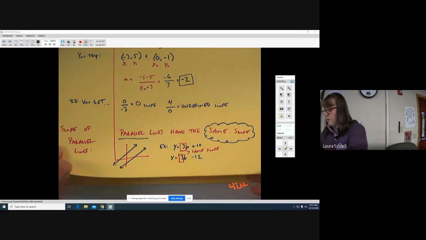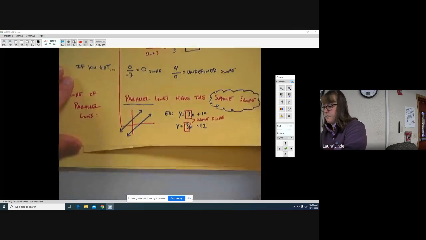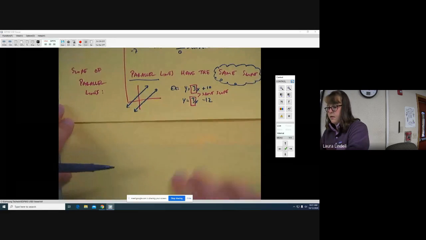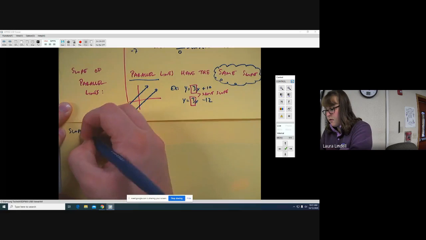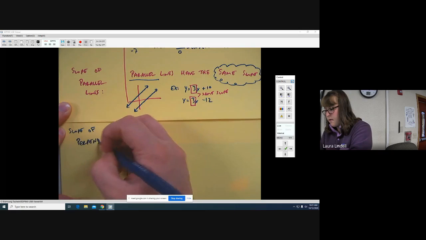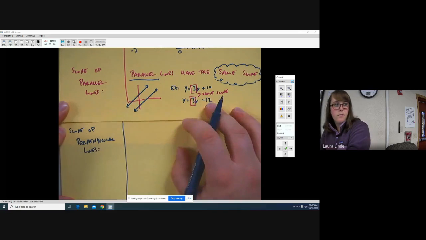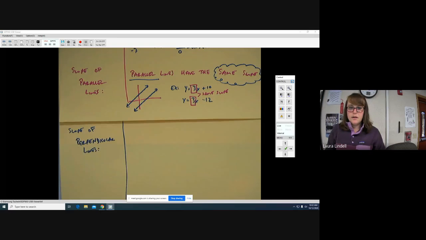I'm going to need another piece of paper. Slopes of perpendicular lines this time. Hey, Ashlyn, good to see you. Hey, Diego, good to have you here as well.